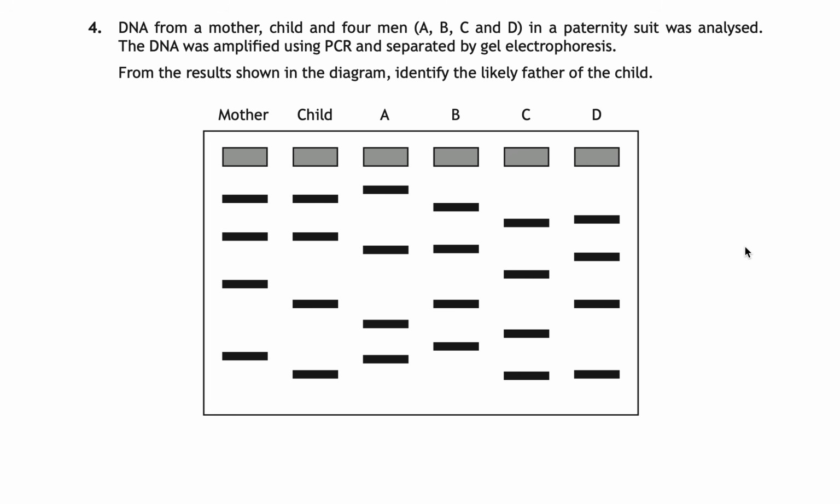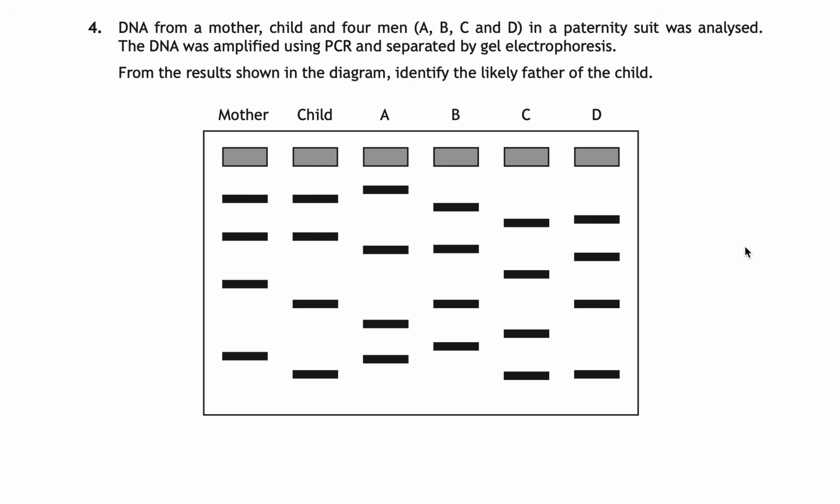For question 4, this is showing you the results of gel electrophoresis of a mother and a child and 4 potential fathers. So DNA from a mother, child and 4 men, A, B, C and D, in a paternity suit was analysed. The DNA was amplified using PCR and separated by gel electrophoresis. From the results shown in the diagram, identify the likely father of the child.